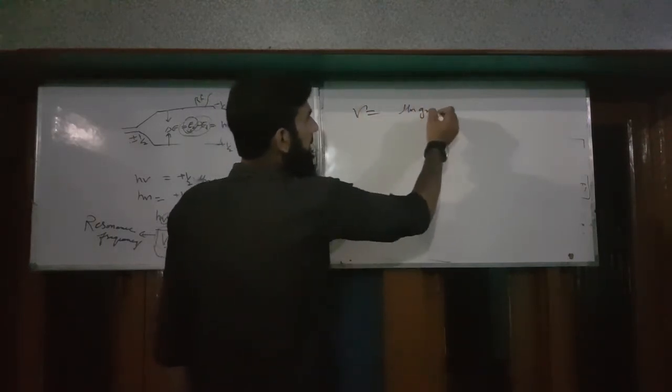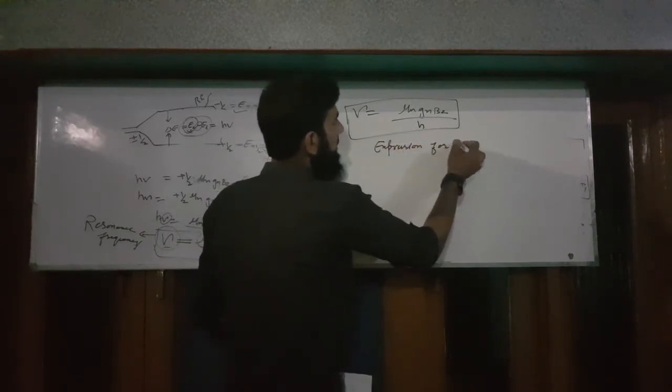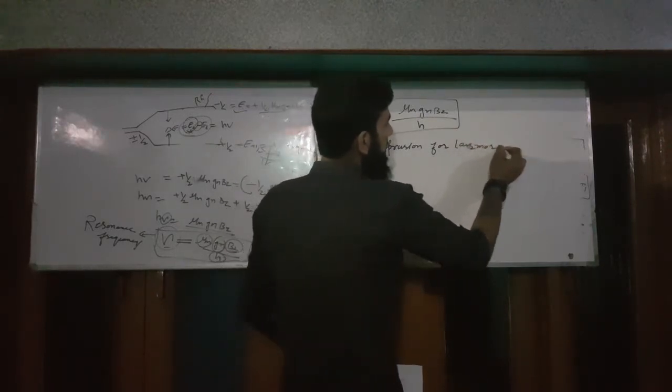Now we find that our resonance frequency nu is equal to mu n G n Bz divided by h. Now the second part of our topic is the Larmor precession or Larmor frequency. So we write the heading expression for Larmor frequency.